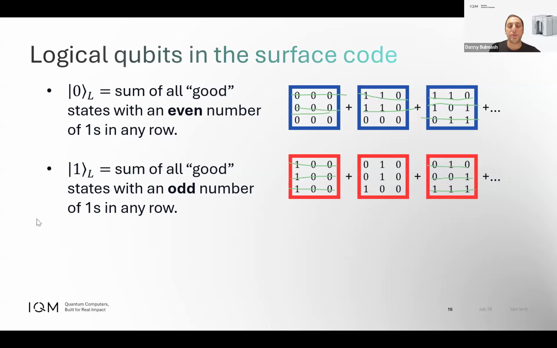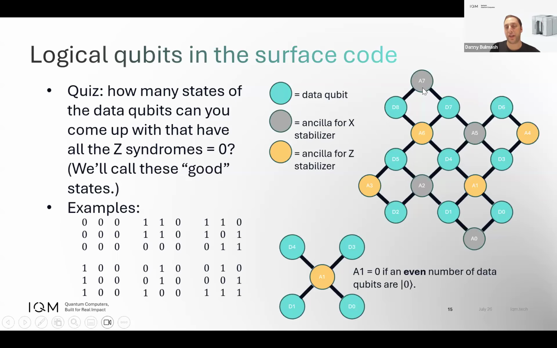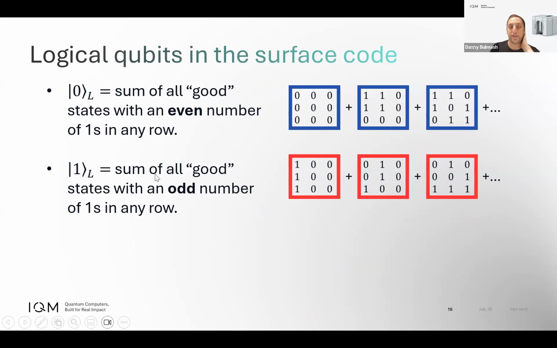And now I specifically mention rows because this doesn't work for columns. There's some asymmetry here, and this has to do with the fact that this picture is not quite symmetric. If you rotate this by 90 degrees, a gray circle turns into a yellow circle. So it's not quite symmetric in that sense. So it's important that you're looking at an odd number of 1s in any row. For example, this column has an even number of 1s, and this column has an odd number of 1s. So you shouldn't focus on the columns. You should focus on the rows here when we're looking at these states. Okay. And so this is what our logical 1 and our logical 0 is going to be.